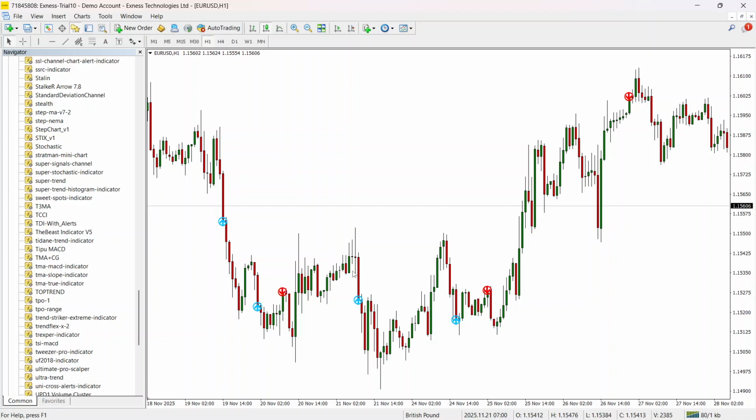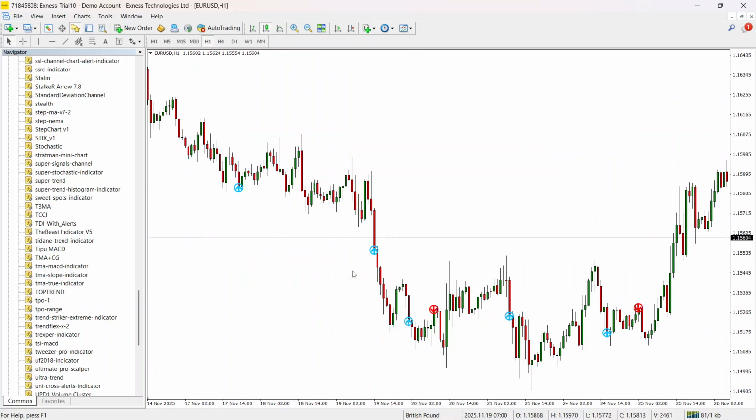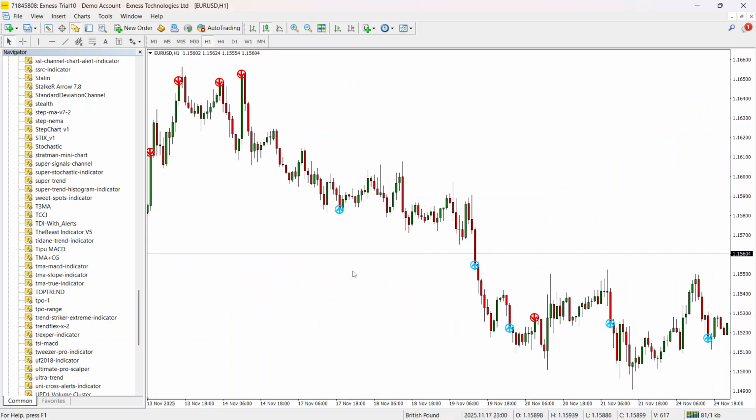As with any arrow-based indicator, it works best when combined with independent price action analysis, higher timeframe context, and strict risk management rather than being treated as a standalone solution.